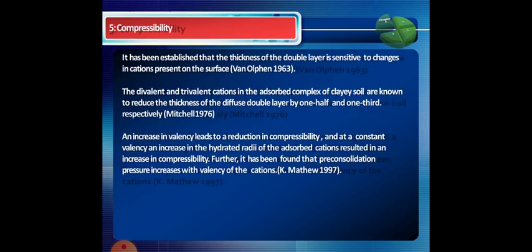Now comes compressibility. It has been established that the thickness of the double layer is sensitive to changes in cations present on the surface, Van Olphen 1963. The divalent and trivalent cations in the adsorbed complex of clay soil are known to reduce the thickness of the diffuse double layer by 1/2 and 1/3 respectively, Mitchell 1976. An increase in valency leads to a reduction in compressibility, and at a constant valency, an increase in the hydrated radii of the adsorbed cations resulted in an increase in compressibility.